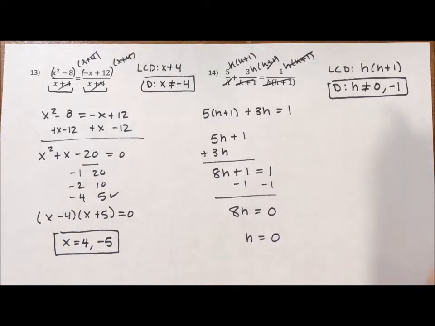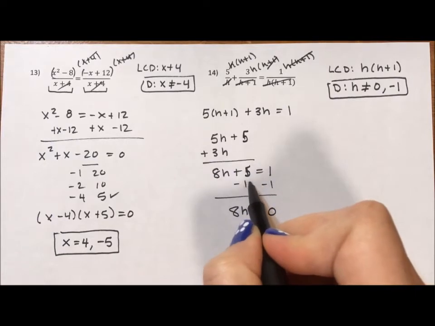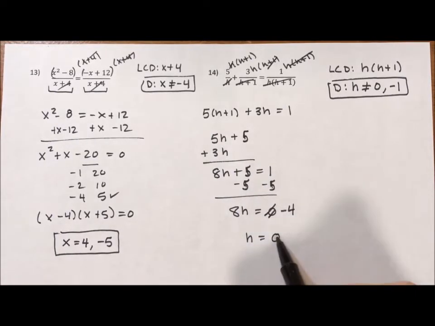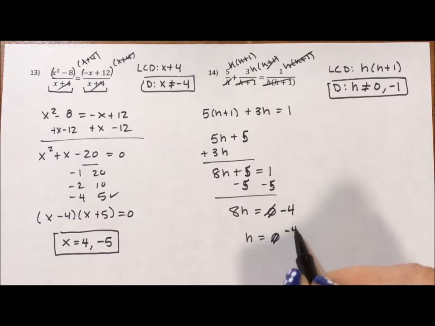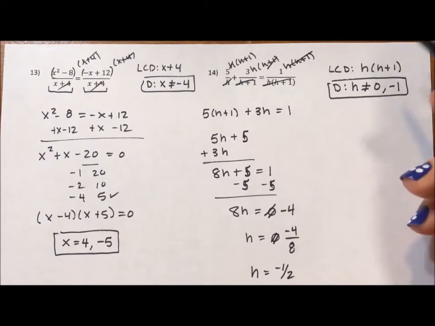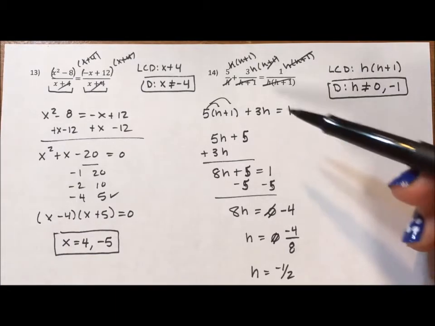Oh, I missed something, didn't I? This should be a 5. This should be a negative 4. This should be a negative 4 over 8. This should be a negative 1/2. I like double checking my work to make sure I haven't missed anything, and I missed something right there.